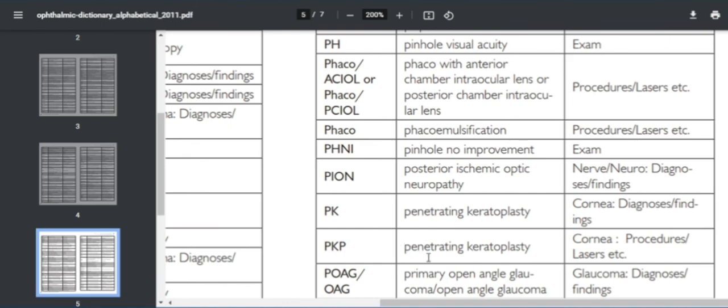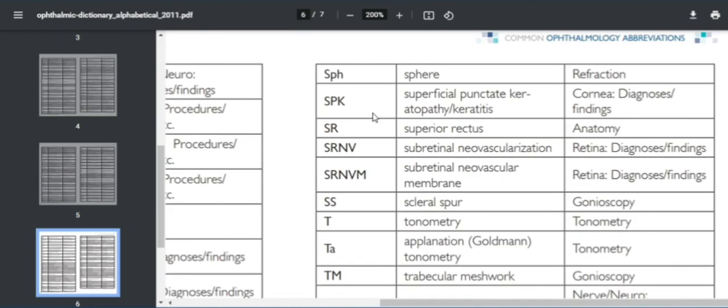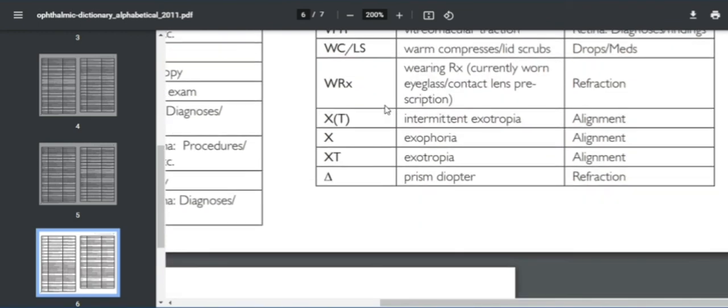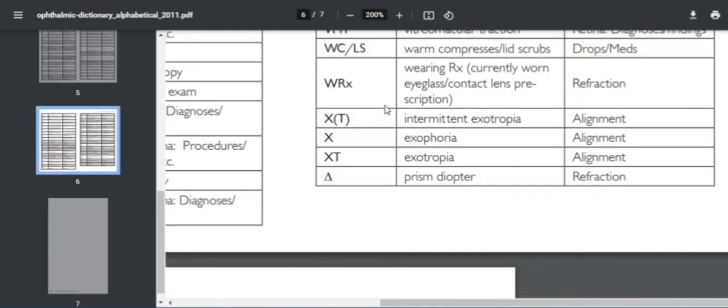PKP, penetrating keratoplasty. Okay. SPH, that I said, sphere in refraction. CYL, cylinder. SPH, spherical. SPK, superficial punctate keratitis, which is due to dryness of the eye. So in this type of case, the patient is given lubricating eye drops. Okay. SS, scleral spur. T is the tonometry by which you can measure the intraocular pressure of the eye. One most widely used tonometer is the Goldmann applanation tonometer. TM is the trabecular meshwork. XT, exotropia, and X is the exophoria.